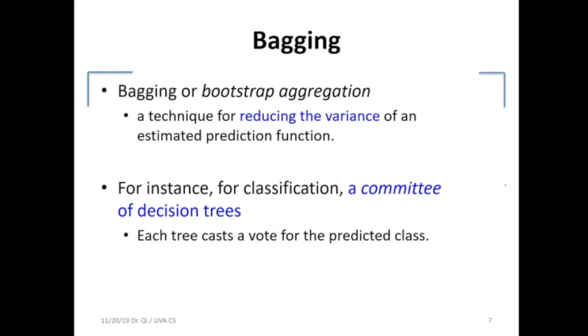So what is bagging? We already talked about bagging before. The fundamental idea of bagging is to use bootstraps of data samples. We create a committee of decision trees, and each tree casts a vote. When a test sample comes in, we use majority voting from all the trees as the final decision. This is a technique for reducing the variance of our estimated function.